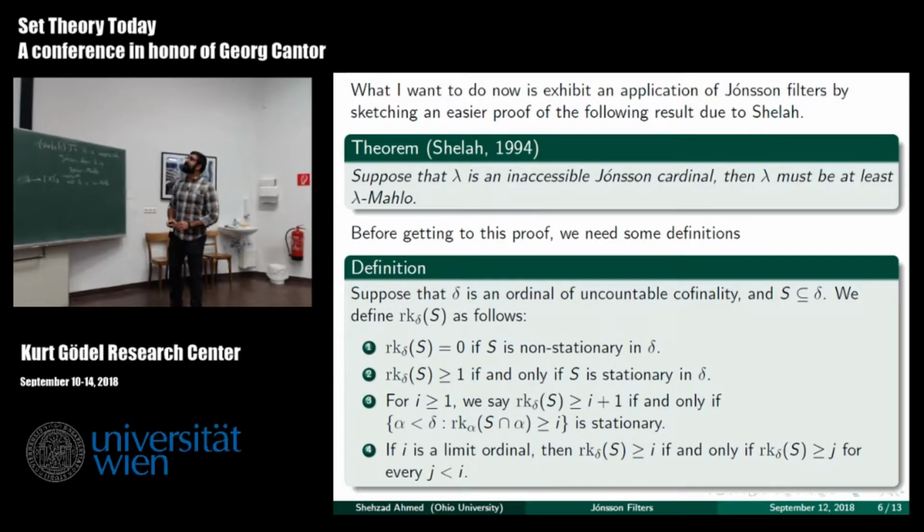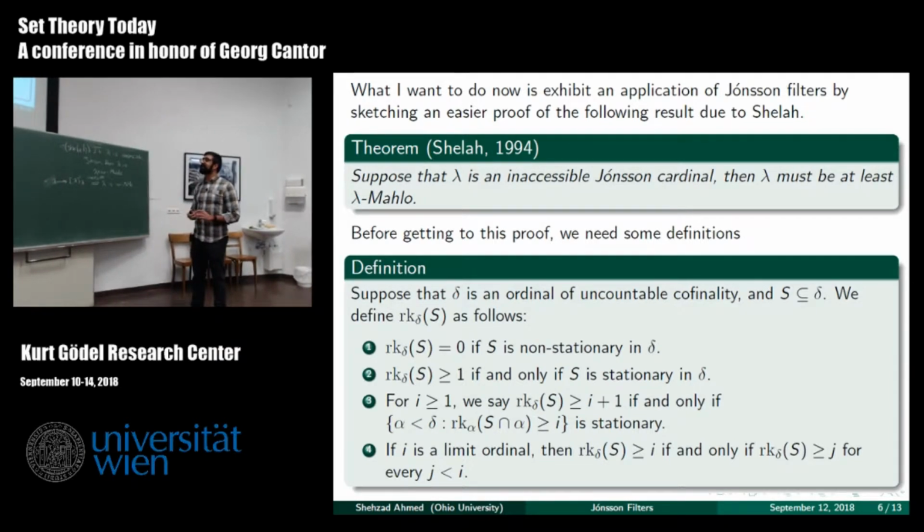Okay, so we need some definitions. I apologize, I realized I shouldn't have said here's the whole block. But the idea is pretty simple. If I have a stationary subset of delta, I'm going to measure how stationary it is, the depth of the stationarity. So its rank is 0 if S is non-stationary in delta. It's greater than or equal to 1 if it's stationary in delta. Its rank is greater than I plus 1 if and only if the set of ordinals where S reflects has rank I. And if I is a limit, then the rank is greater than or equal to I if and only if it's greater than or equal to j for every j less than I.